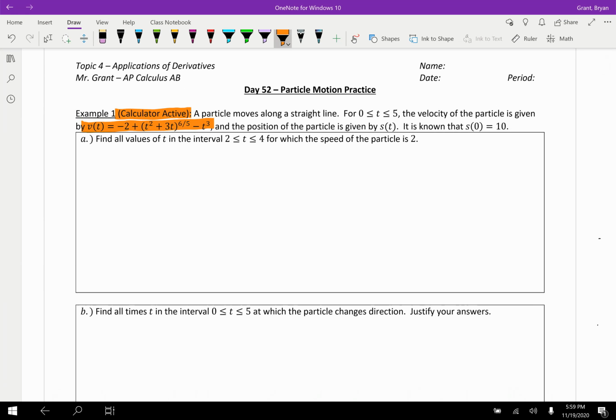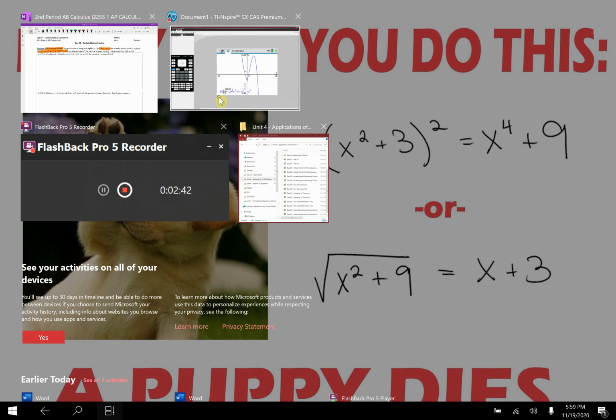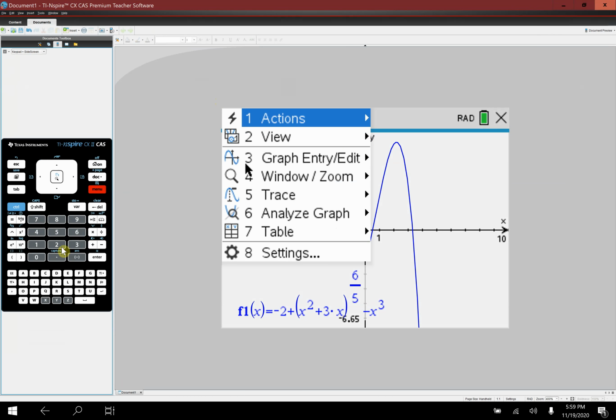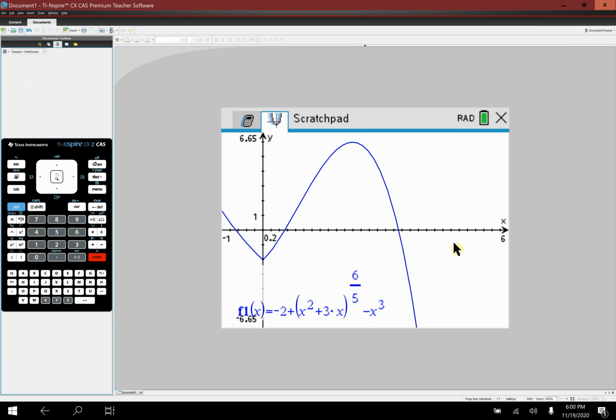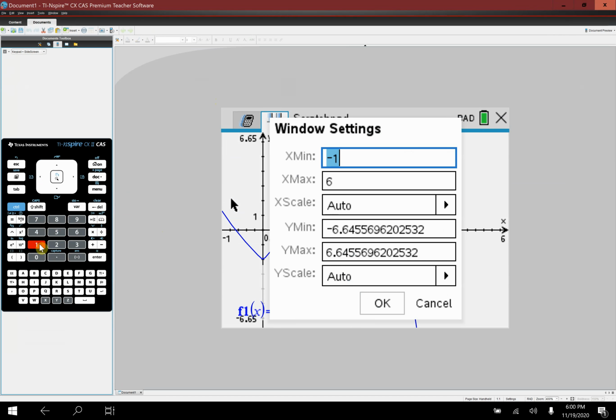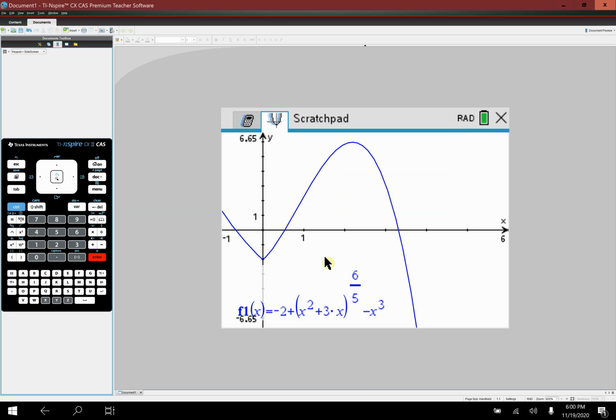Find all values of t in the interval 2 to 4 for which the speed of the particle is 2. Well, we might also notice that the whole interval we're looking at is from 0 to 5, so let's take a quick second and just change our interval from 0 to 5. Menu, and although it says 0 to 5, I usually like to go one more than that in each direction, just so we don't miss anything that happens at 0 or at 5. So I'm going to go from -1 over to 6, and then take a look, and yeah, that looks pretty good. And we can pretty clearly see 0 to, I can't really see 5, so let's change our scaling really quickly. Let's have this scale by 1s. There we go. Now we can pretty clearly see this.